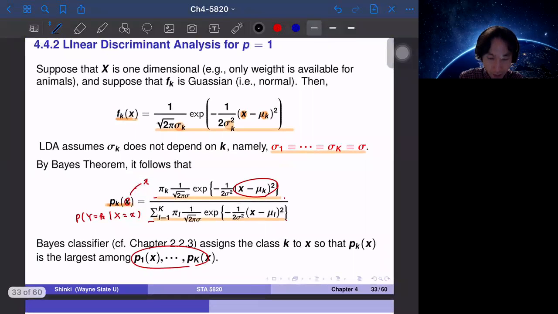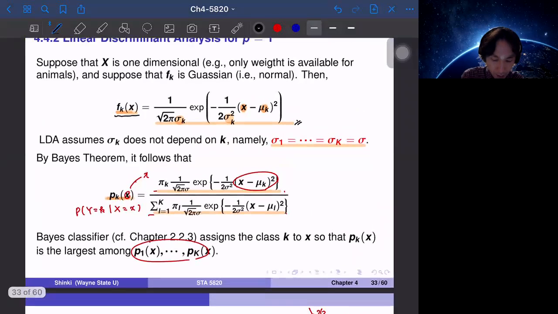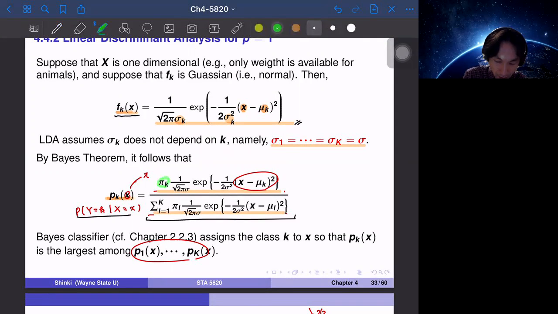To be specific, linear discriminant analysis uses the normal distribution, so we assume that the density of x given y equal to k is a normal distribution, and then the probability is given by this. We use pi k, the unconditional probability, and the density f of k, that is, f of x given k.